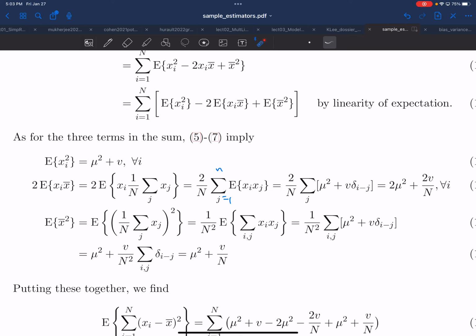Okay. So now, is everybody okay with this? And again, this is the kind of stuff that shows up a lot in homework and tests. So come back to this if I'm going too fast right now.